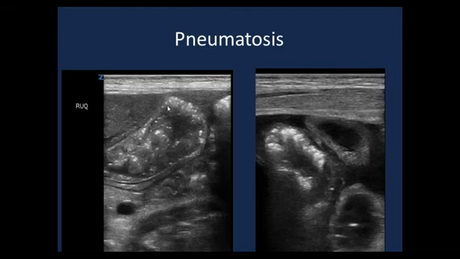So only part of the wall is affected by pneumatosis and the rest of the wall is not affected, and there are no other signs of necrotizing colitis. There are no other fluids, and the color Doppler was actually close to normal.